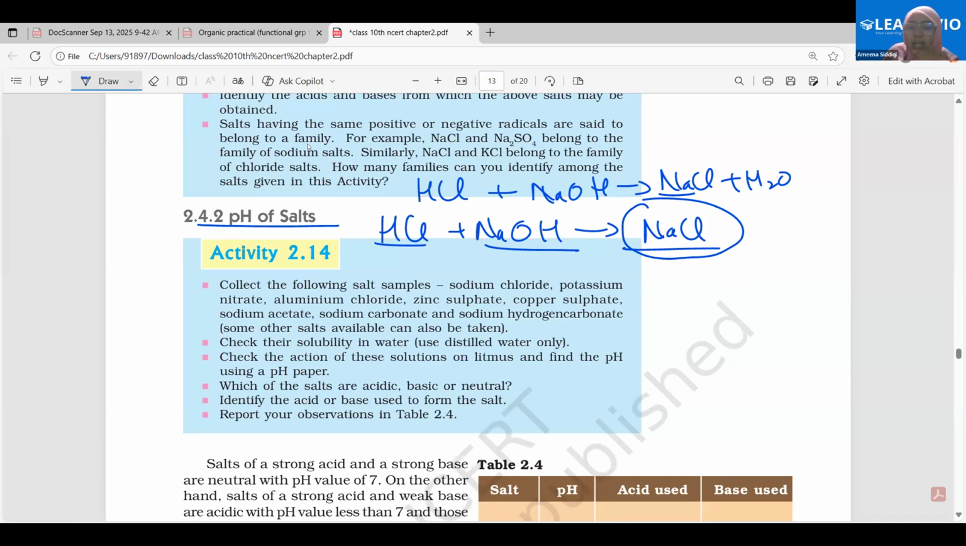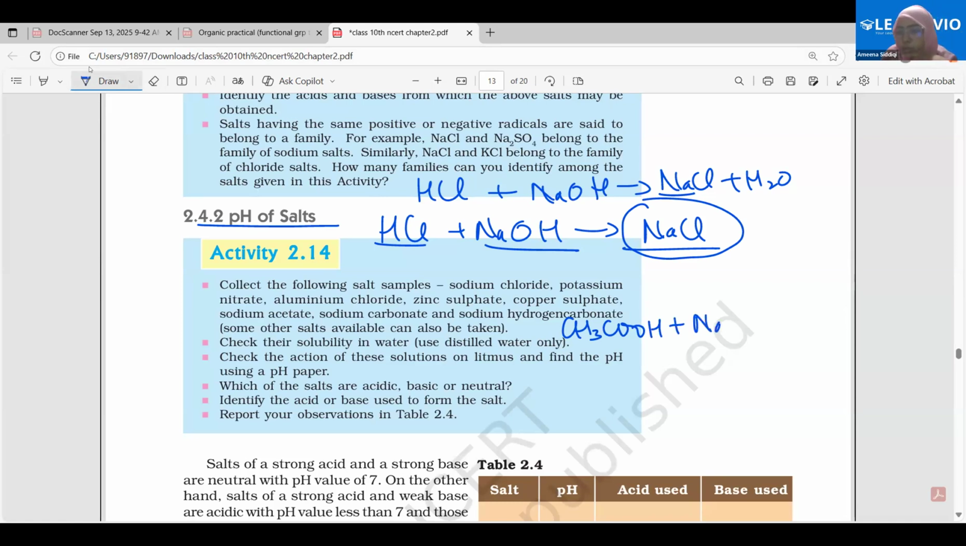Let's take the second example. Let's say I have acetic acid. What is the formula for acetic acid? CH3COOH. Now this is an acid, we know this is an acid. Now if I combine it with sodium hydroxide.